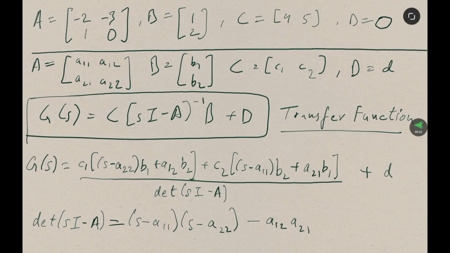Alright, so in this video let's see how we can find the transfer function from a given state space model. We can do it without any matrix multiplication, so that's the point of this video. So we have got these four matrices.